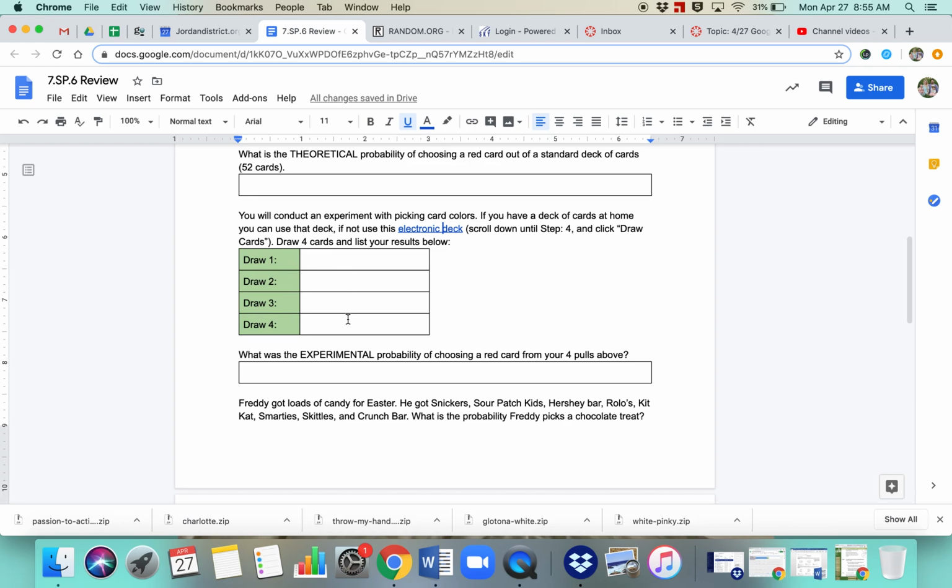What card color are you drawing? Then you're going to answer this question. What was the experimental probability of choosing a red card from your 4 pulls above? So since, in theory, there were 52 cards, how many of them are red? We only drew 4 here, so in your experimental probability, it's going to be out of 4. So whatever number you get out of 4.